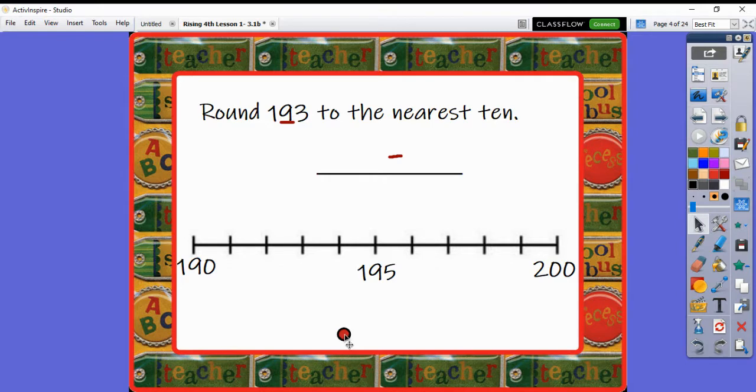Now I need to place my red dot, or you could place an X, and think about where this would fall on my number line. Where would 193 fall? Is it going to come before 195 or after 195? I know that 193 would fall right here, and that red dot is closest to 190. So if somebody were to ask me, about how much money did you make mowing lawns? They might say, I made about $190 if you weren't looking for an exact number.